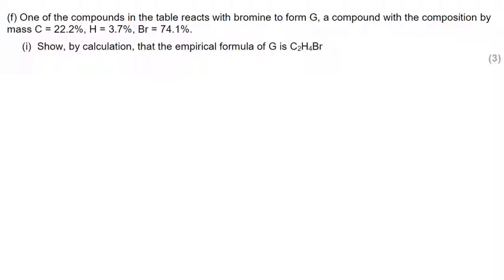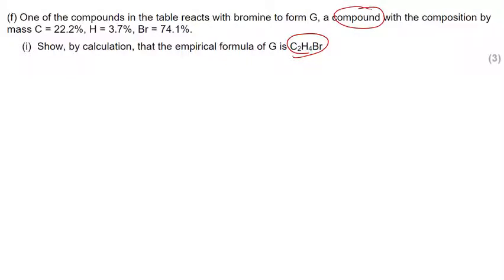Okay, question F. One of the compounds in the table reacts with bromine to form G, a compound with the composition by mass: carbon 22.2%, hydrogen 3.7%, and bromine 74.1%. So it's made up of carbon, hydrogen, and bromine with those percentages. Show by calculation that the empirical formula of G is C2H4Br.